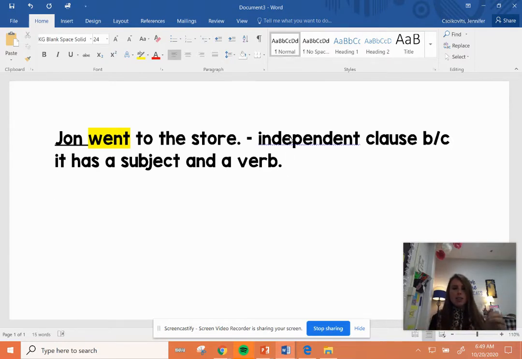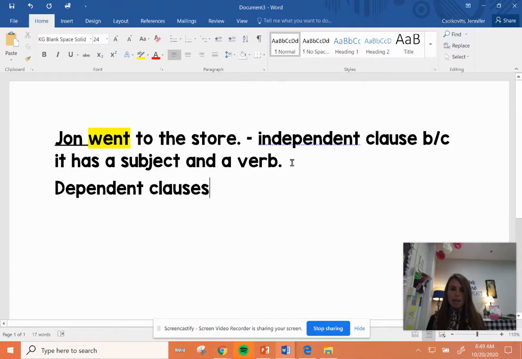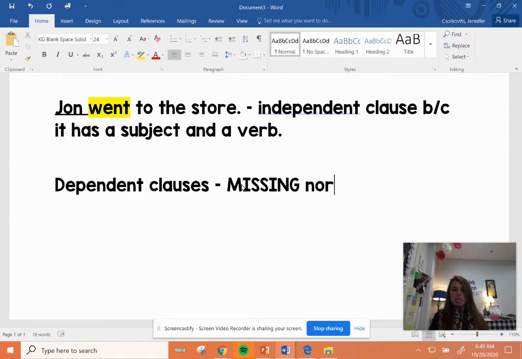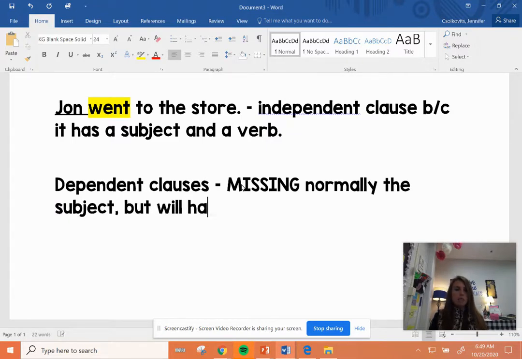Now, things get a little wonky when we start going into dependent clauses. I thought this would be easier today to read than my whiteboard yesterday, so hopefully this helps. Dependent clauses are normally missing the subject, but almost always will have what's called a subordinating conjunction.